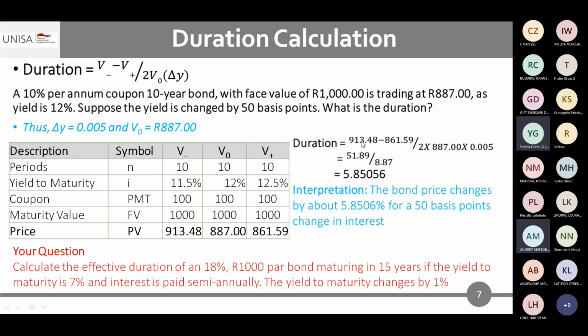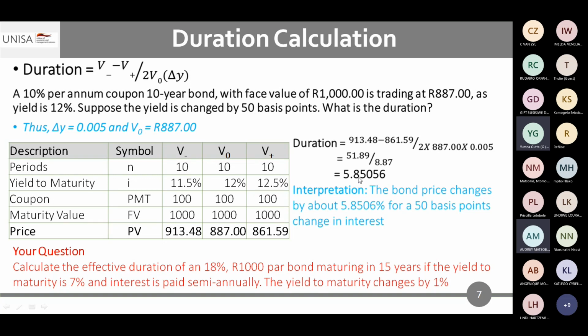So you say 913 Rand 0.48 less 861 Rand 0.59 over 2 times by your V of 0, which is no change in interest rate, times by the change in interest rate, right? So this is why we've written down here, how does 0.5% look in numerical form, right? So it's 0.05, right? So you multiply this, you solve for this, and then you do your division, right?